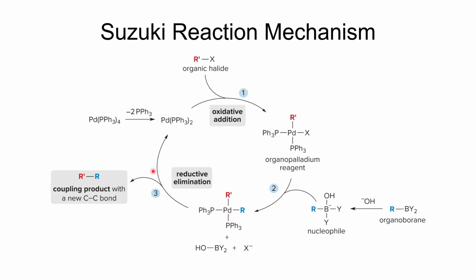Then we do the reductive elimination, and when we do that, we're going to get a new sigma bond between this carbon and this carbon, or at least the first carbon there and the first carbon there. That will be our coupling product, and what's left over is going to be this, which can go on and do another cycle. So it truly is a catalytic process. For every one of these palladium molecules, we can do hundreds, maybe thousands, maybe even more of these processes. So we don't need a stoichiometric quantity. And as I mentioned earlier, that's a good thing because palladium is not cheap.